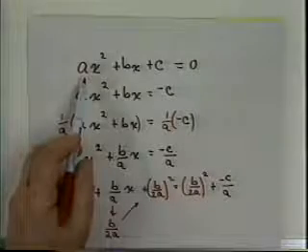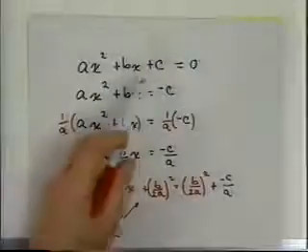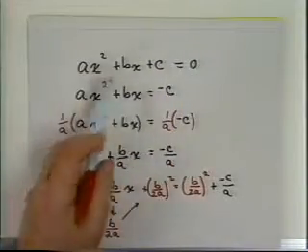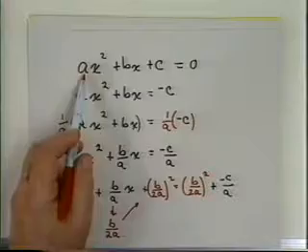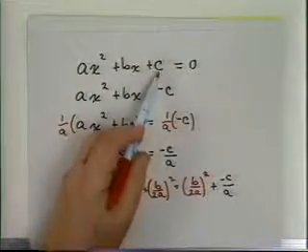Let me just see if I can separate the pages here. See, so what do we have? We have ax squared plus bx plus c equals 0. And a, b, and c are arbitrary constants. In other words, a can be any number, b can be any number, c can be any number.